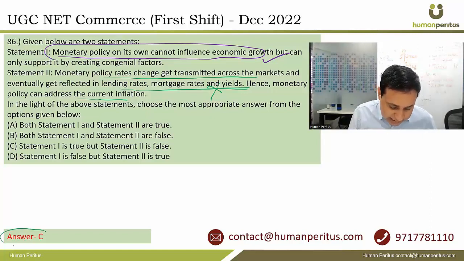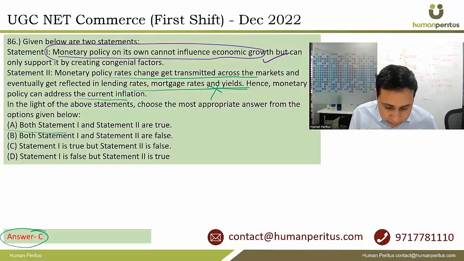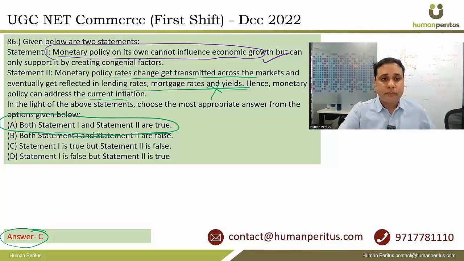Although the official answer key gives C, we believe the correct answer should have been A. Option A is correct, and option B is also correct. Therefore, the correct answer should have been A, although the official answer key gives C.